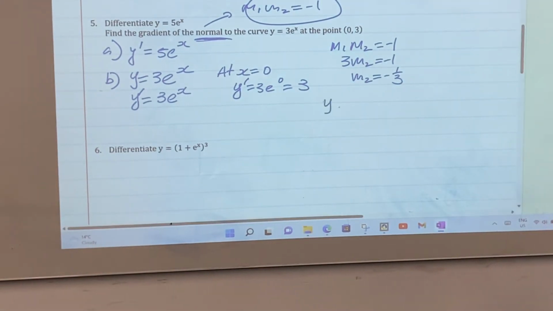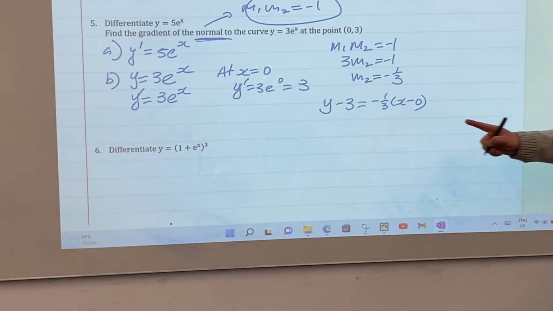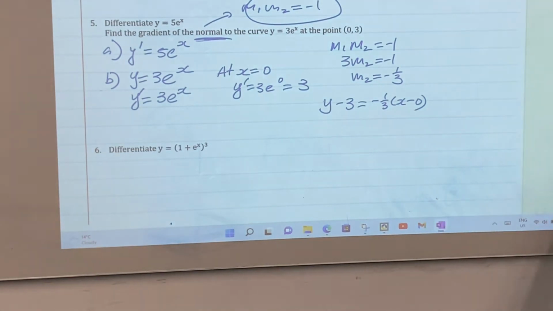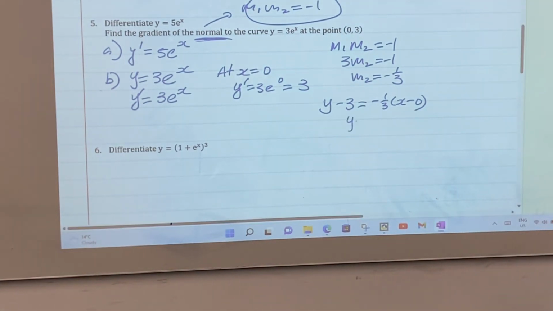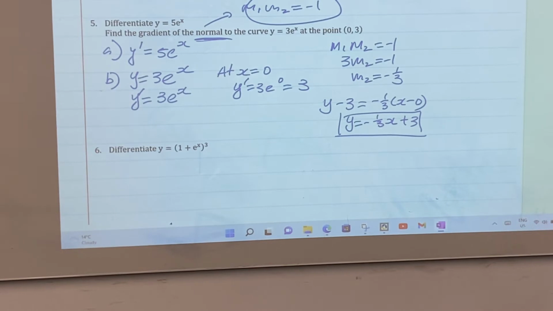So y minus 3 equals -1/3 times (x minus 0). I'm using the point-gradient formula, which comes directly from Year 10. Then you go y equals negative 1/3 x plus 3. Then you're done. That's your final answer. All good? Any questions on this? Any questions? If yes, ask me later, okay?